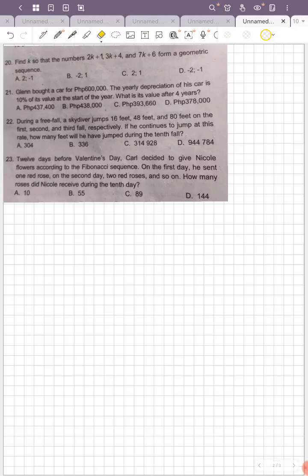So we're going to answer the pre-assessment in the Math 10 textbook, numbers 20 to 23. First, find k so that the numbers 2k plus 1, 3k plus 4, and 7k plus 6 form a geometric sequence. So we need to find the value of k.